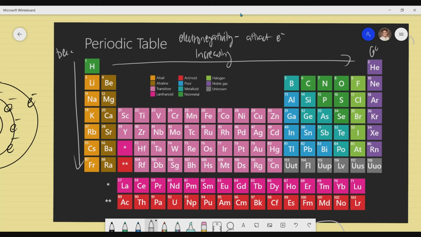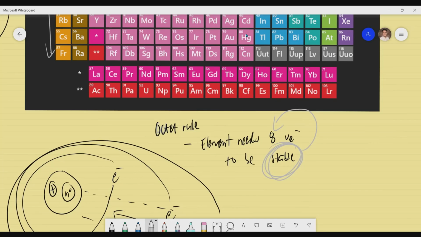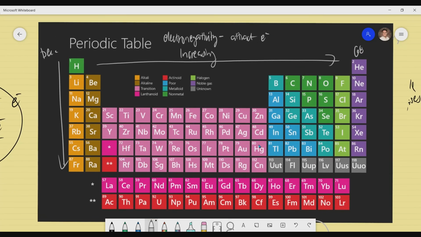Group 8, noble gases, kompleto na. Nasunod na nila yung octet rule. So, hindi na nila kailangan mang-attract. Whereas, ito pong group 7, itong group 6, or itong group 5. So, group 5, meron siyang 5 valence electron. Group 6, meron siyang 6 valence electron. And then group 7, meron siyang 7 valence electron.